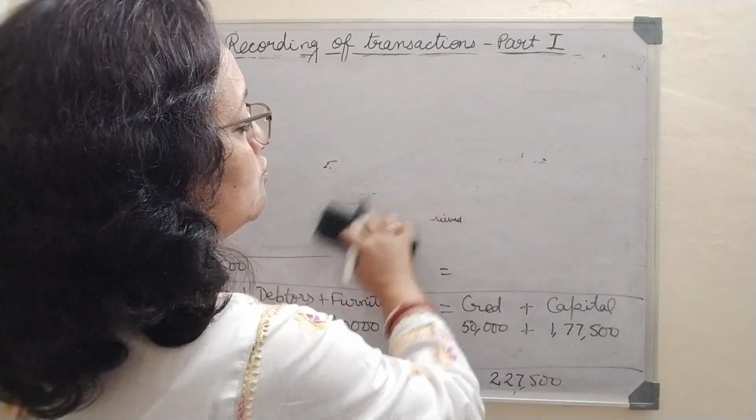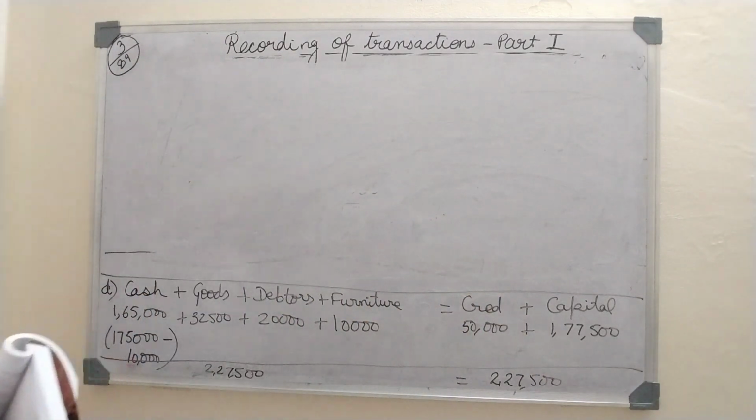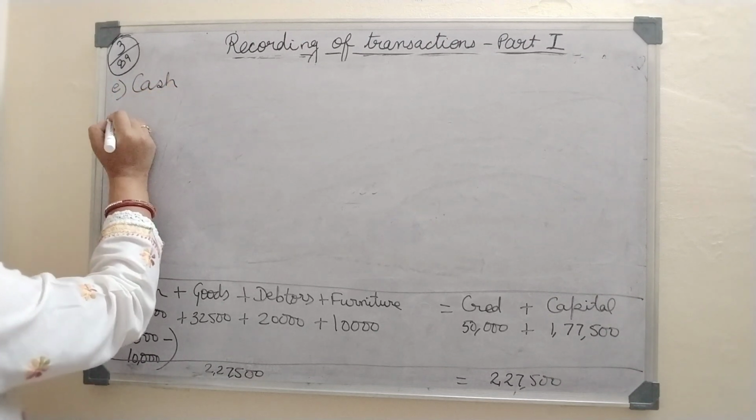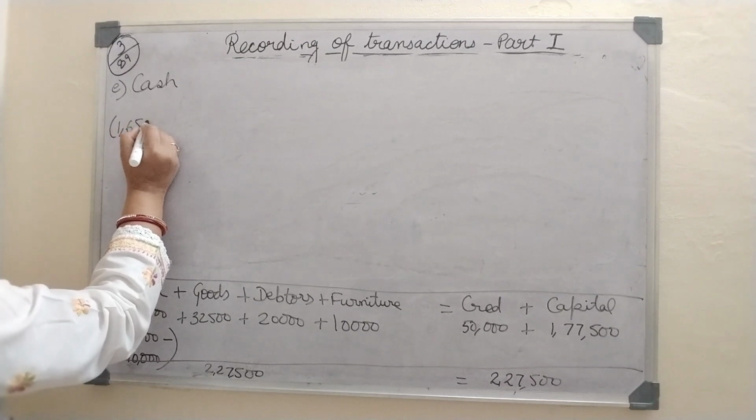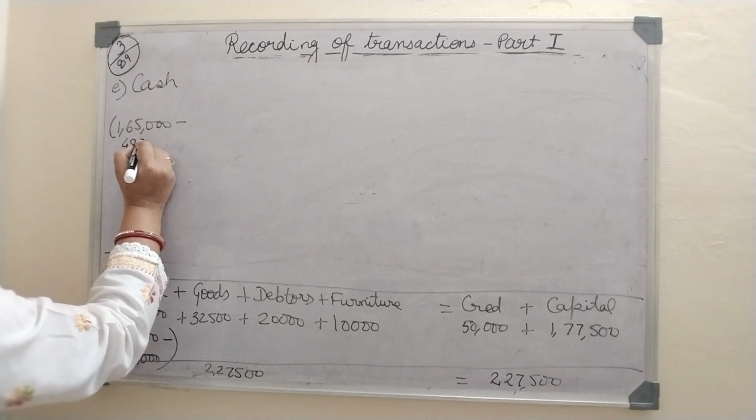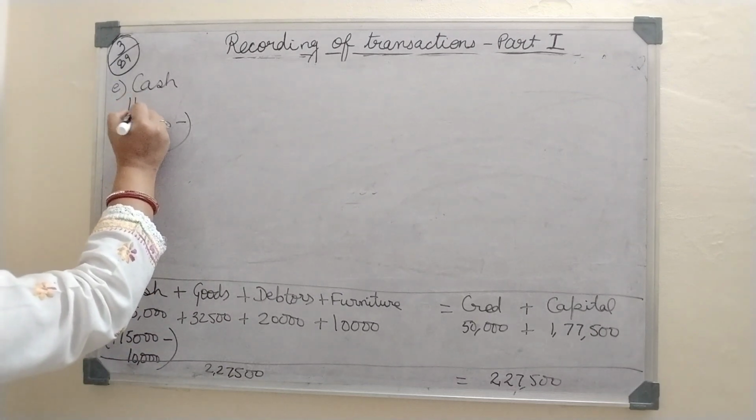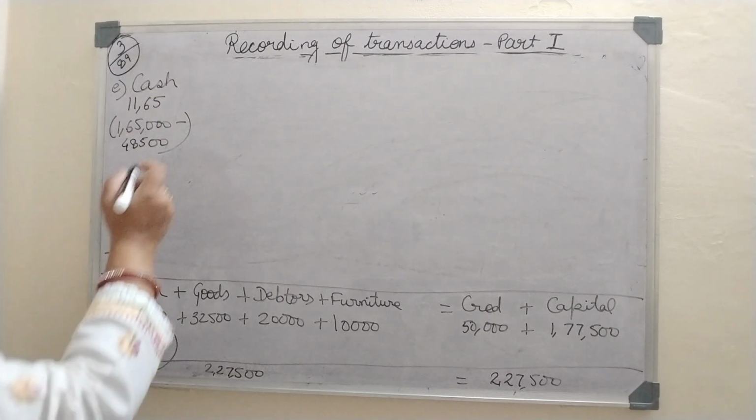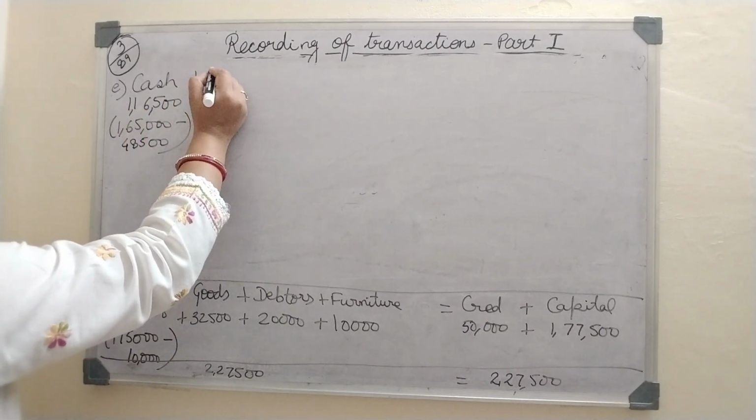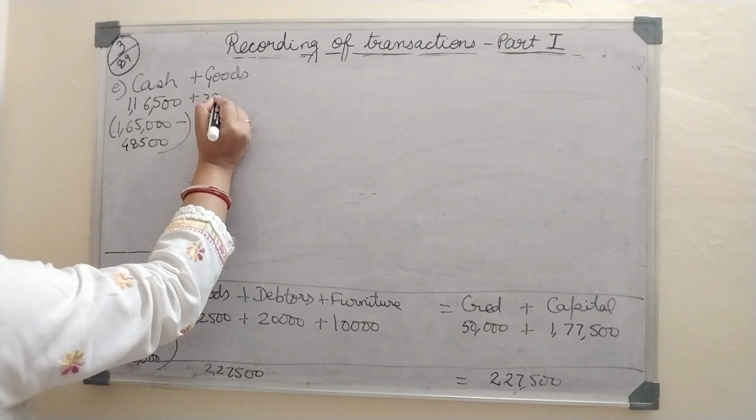Now let us see. First of all, we have paid him, so our cash has reduced. So first thing we are going to do is reduce cash. Cash was how much with us? 165,000 minus how much I have paid him, 48,500. So this much I have paid. It will come to 1,16,500. Goods will remain the same, 32,500.